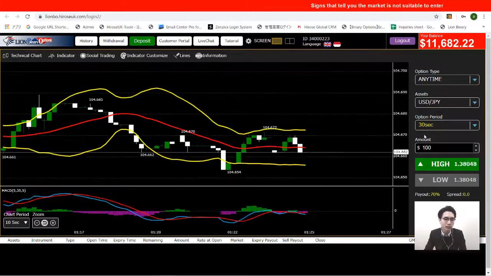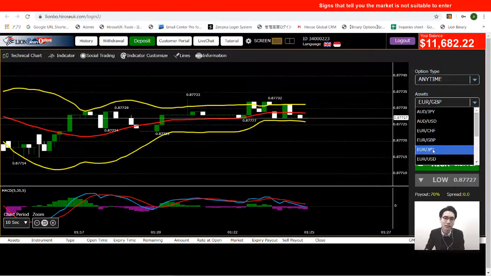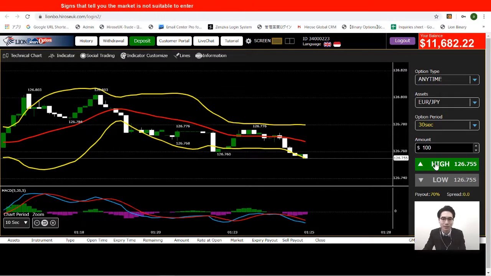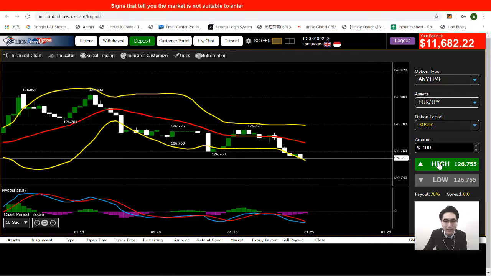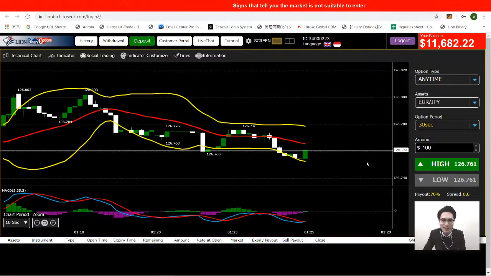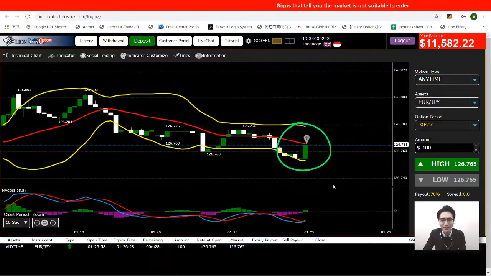Since I couldn't trade that with the previous market, I will just browse different currency pairs here. Okay, so back to the euro and Japanese yen. I will place a trade here.